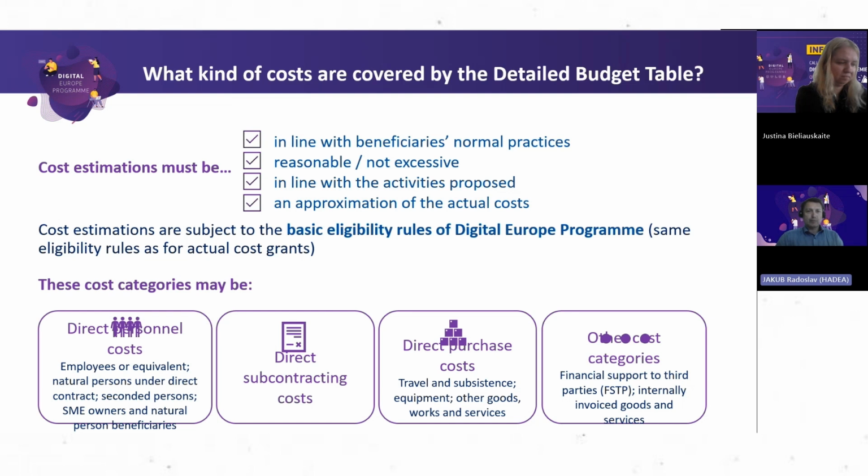The cost estimations need to be provided based on the basic eligibility rules of the Digital Europe program and for the costs for the actual cost grants. So they should be in line with the beneficiaries' normal practices. They should be reasonable and not excessive. Of course, in line with the activities proposed, because this will be assessed during the evaluations, and should be an approximation of the actual cost. There are 4 cost categories to be provided as for the actual cost grants. Usually, direct personnel costs. This is for employees or equivalent natural persons under direct contract, seconded persons and SME owners. Then the next category is subcontracting costs. The third category is direct purchase costs, and then the last category is other direct costs. But we will go through these categories in more detail when we discuss what needs to be filled in the detailed budget table. So we can go to the next slide.